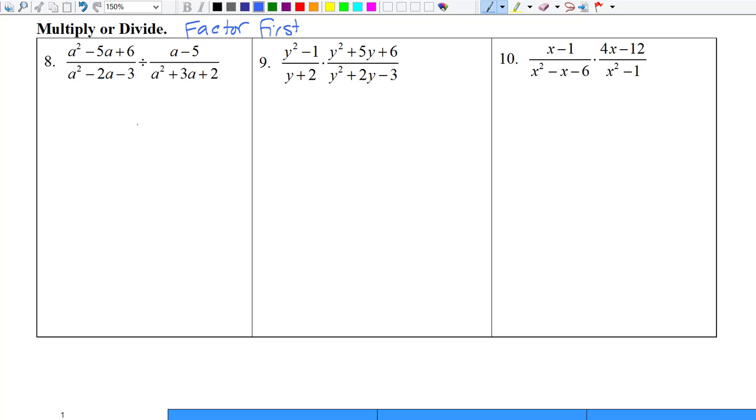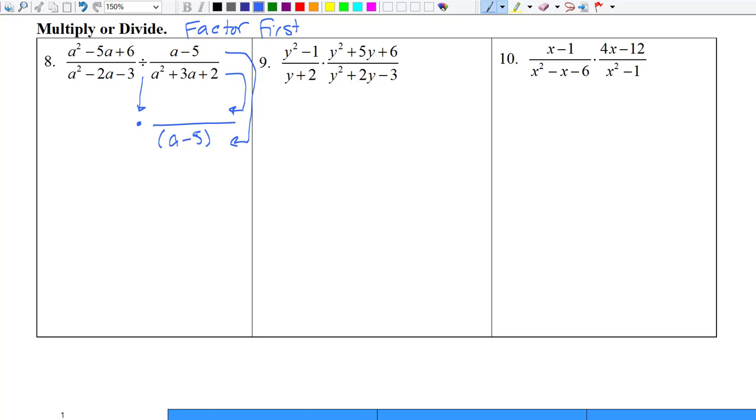So the number 8 is a divide. So in order to change this division problem into a multiplication problem, the numerator and the denominator of the thing that you're dividing have to switch, or you multiply by the reciprocal. So this denominator is going to end up in the top, and this numerator is going to end up in the bottom.